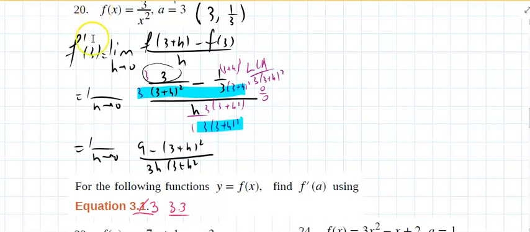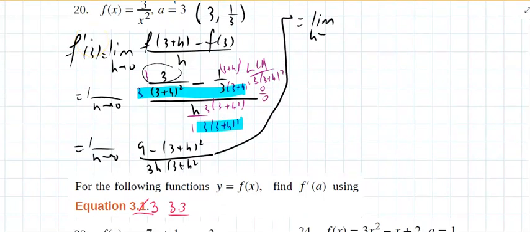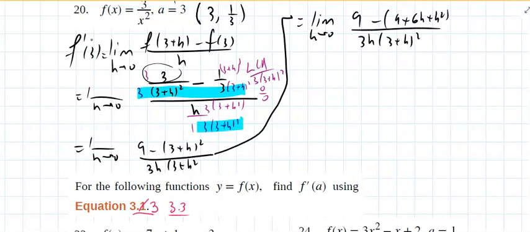Now, that is the limit as h approaches 0 of 9 minus, and if I FOIL that, 9 plus 6h plus h squared. The denominator I just copy. Limit as h approaches 0, 9 minus 9 minus 6h minus h squared.